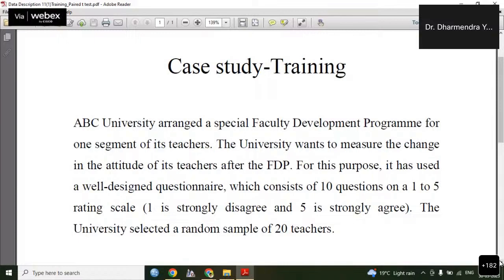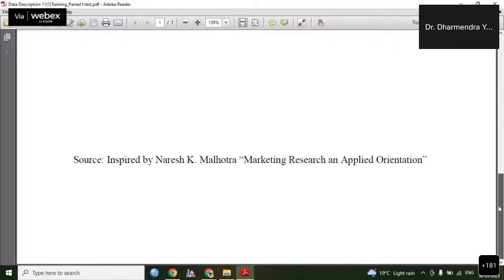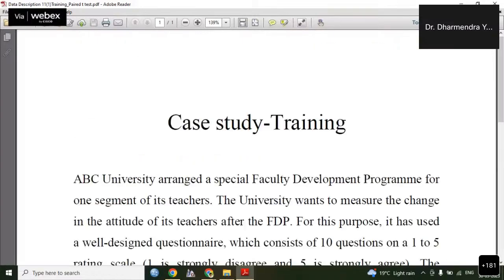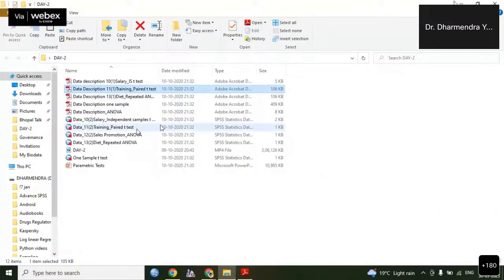Similarly, ABC University arranged a special faculty development program for one segment of its teachers. The university wants to measure the change in the attitude of its teachers after the FDP. For this purpose, it has used a well-designed questionnaire which consists of 10 questions on a 1 to 5 rating scale. 1 is strongly disagree, 5 is strongly agree. The university selected a random sample of 20 teachers. Then we will check whether there is a significant difference or not. So we have paired data.